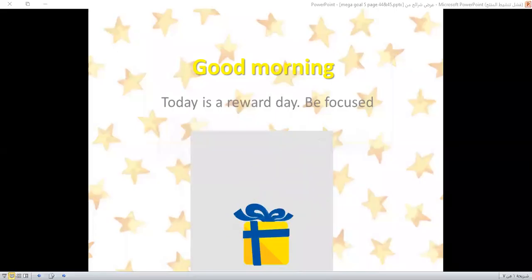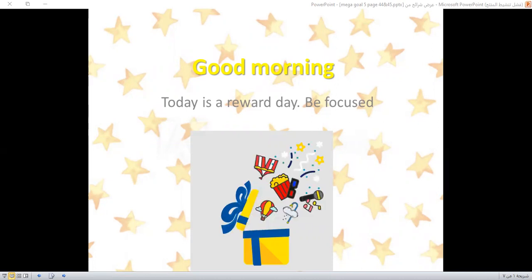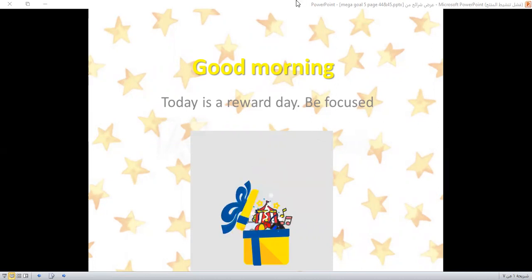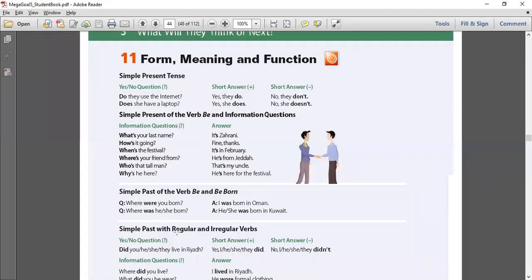Okay. Why did I make this day a reward day? Because as you can see in your book on page 44, we're going to take the form, meaning, and function. When I looked at the lesson yesterday while preparing, I thought that everything we have here, we took before. So if I just explain and you just write and give examples, it would be very boring. So I thought maybe you could explain, you could do something else, and then you will also get extra marks and extra stuff, and maybe no homework.